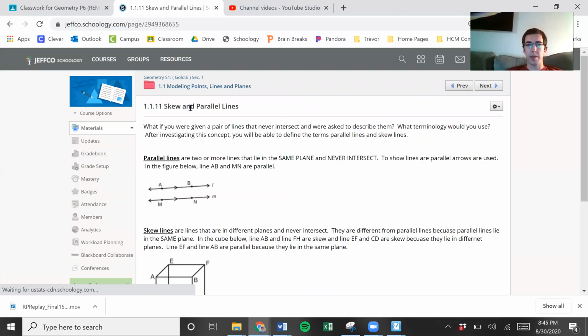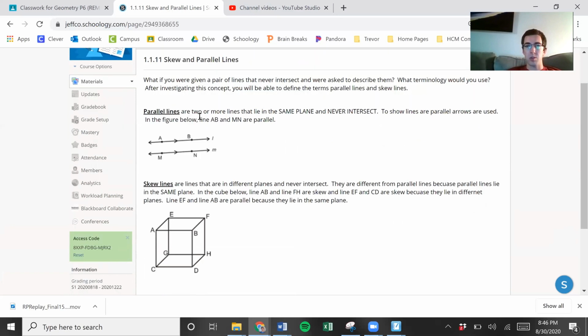Okay, here's a little bit more about skew lines and parallel lines. What if you were given a pair of lines that never intersect and were asked to describe them? What terminology would you use? After investigating this subject, you will be able to define terms for parallel lines and skew lines. So parallel lines are two or more lines that are in the same plane and never intersect. To show lines are parallel, arrows are used. In the figure, AB and MN are parallel.